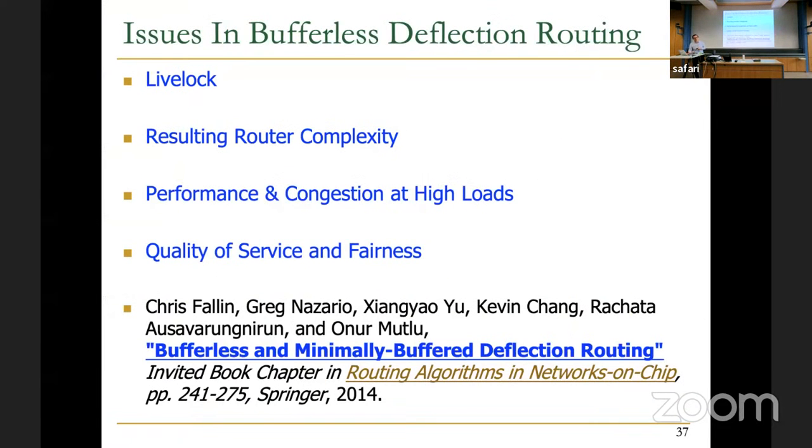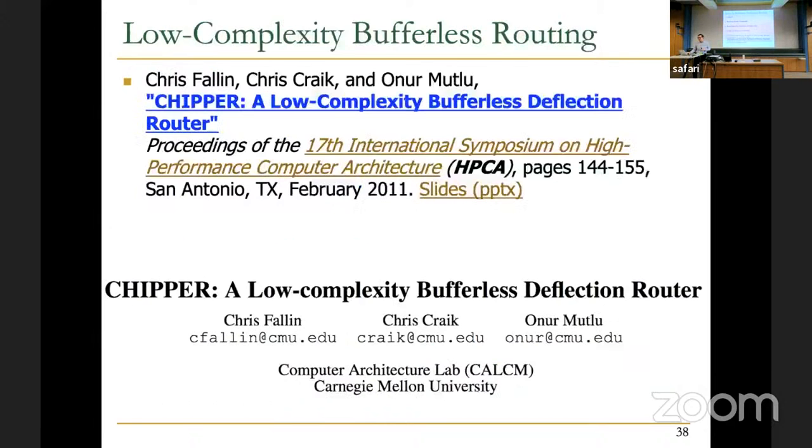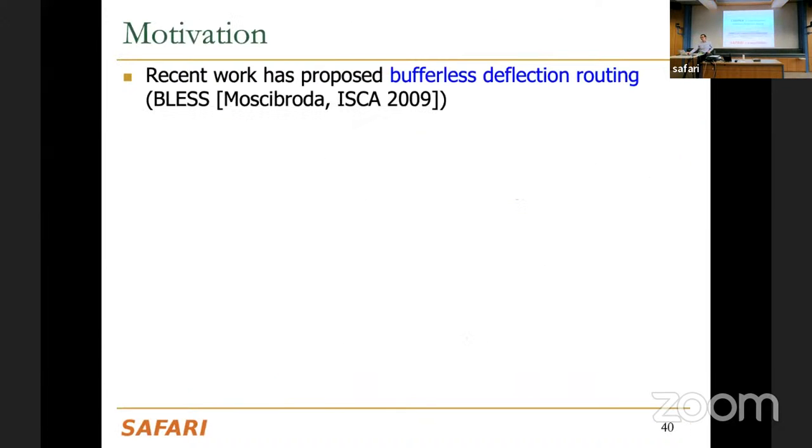Okay, so there are basically a bunch of issues, and we're going to tackle them. Livelock is very important, as we discussed, and it actually causes a lot of routing complexity. When you try to make this really real, these issues become interesting. Then there's performance and congestion at high loads, and then there's quality of service and fairness. This is still an important area, I think. There's a book chapter that talks about a lot of these issues. There's also a later one that we have recently written, but I'm not going to talk about that one. I'll mention that later.